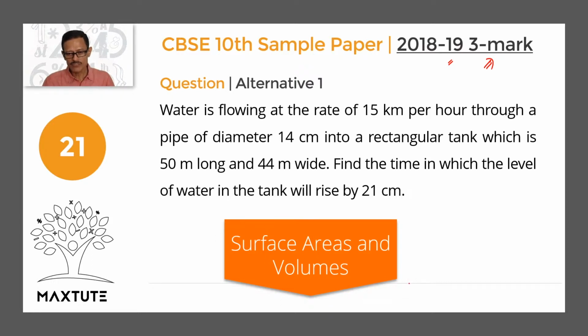Water is flowing at the rate of 15 km per hour through a pipe of diameter 14 centimeters into a rectangular tank which is 50 meters long and 44 meters wide. Find the time in which the level of water in the tank will rise by 21 centimeters. In this question, the rate is given in kilometer per hour, the diameter is given in centimeters, the length and width of the tank is given in meters, and the height to which the water rises is given in centimeters. So we have a mix of units, some centimeters, some meters, some kilometers.